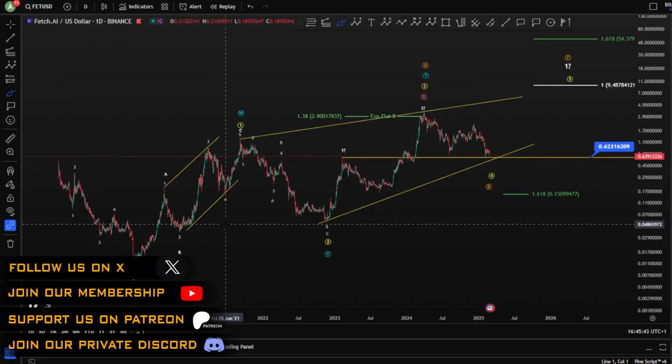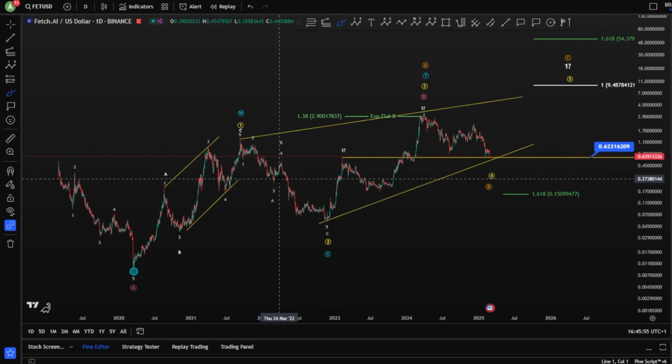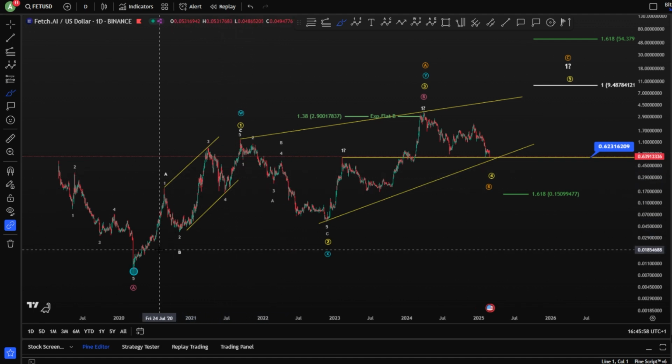Hello everyone, welcome to a new video for FET price prediction based on Elliott wave analysis. Starting on the daily chart for the bullish and bearish scenario that we might have, and the highest possibility of course that we might get in the next hours, days, weeks and even months.